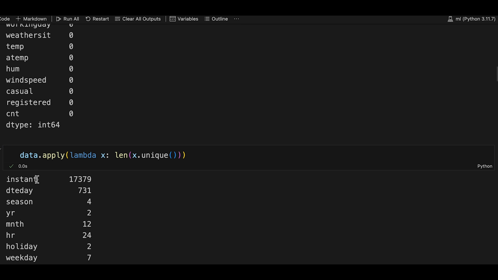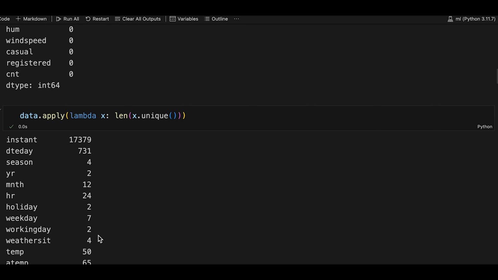So instant is a row index, that's why that many different values are available. Whereas date day, we know that this data was collected for 731 days, that is shown over here. And similarly in season, we know that there are 4 distinct values, and in month we have 12, and in hour we have 24. All these we already know. Basically, in some cases it will be higher, because those will be continuous values. Weather situation, we already know that there are 4 distinct values, and weekday too.